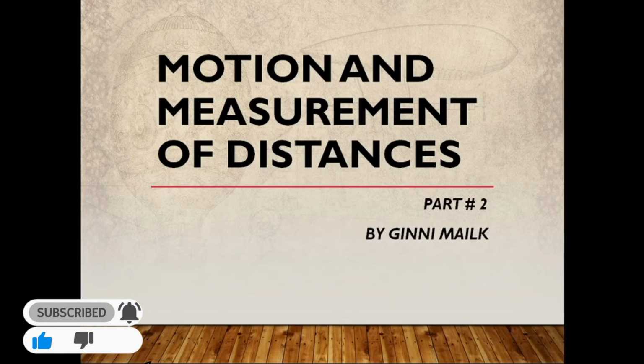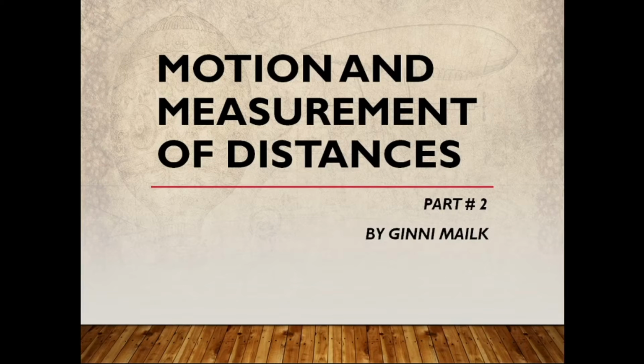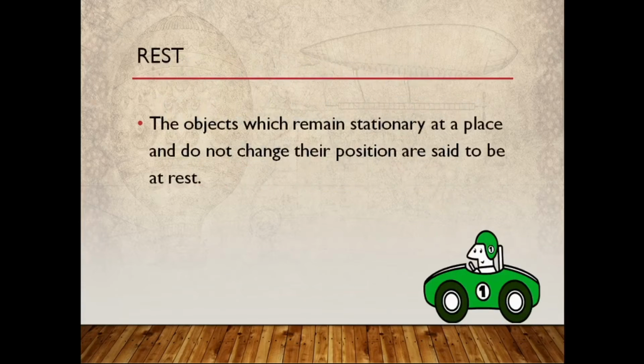We were studying the chapter Motion and Measurement of Distances. In the first part, we studied different ways of measuring distances: the conventional and non-conventional methods, the traditional methods and the modern methods. Now, in this part, we will study motion and its types. So let's move forward.